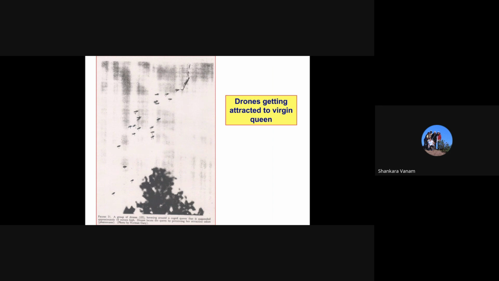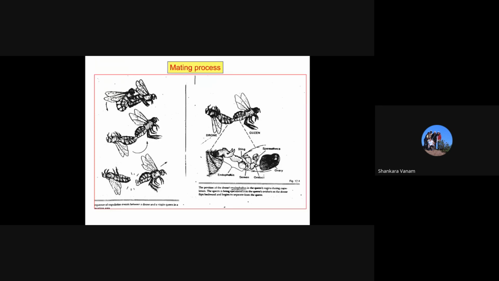After swarming, the queen bee will be indulged in the mating process. You can see the queen bee on the top and drone bees, that is male bees, following the queen to mate in the nuptial flight. We have talked about this earlier, about the reproduction, how it happens.